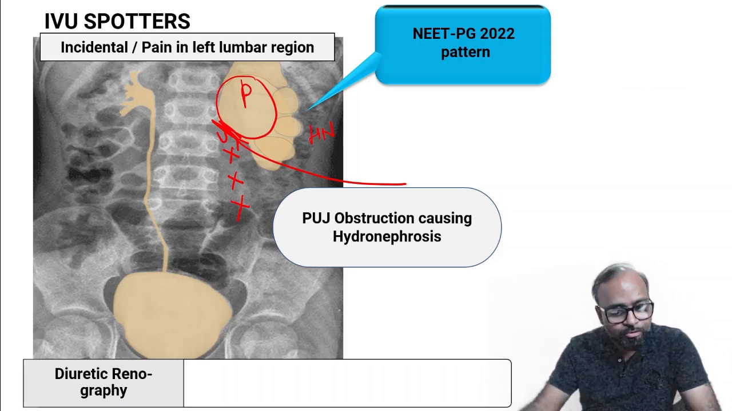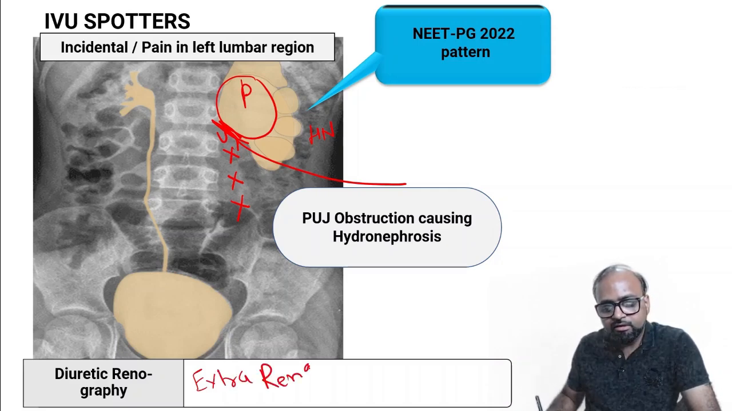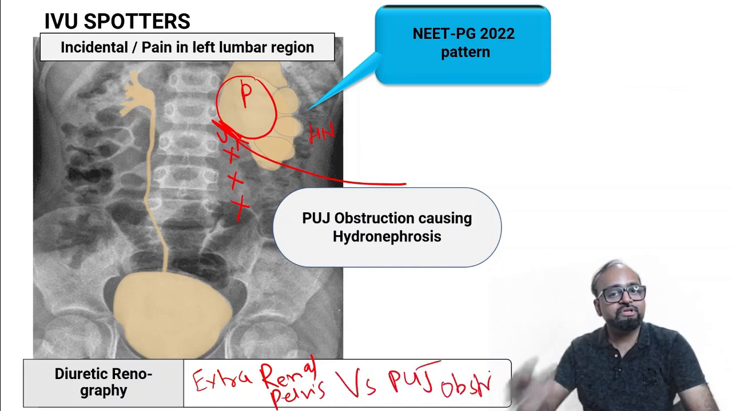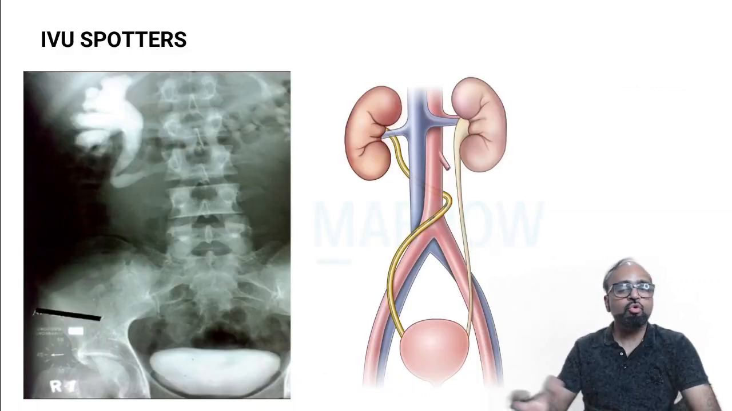That is how diuretic renography can be used to distinguish between an extrarenal pelvis, which is like an anatomic variant, versus PUJ obstruction, in which there is real obstruction at the pelvis and ureteric junction.